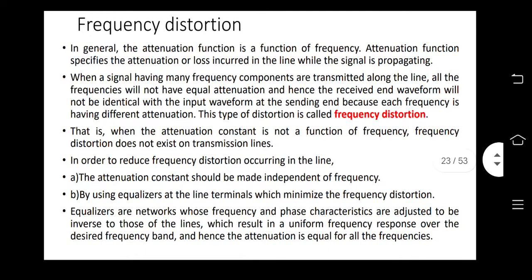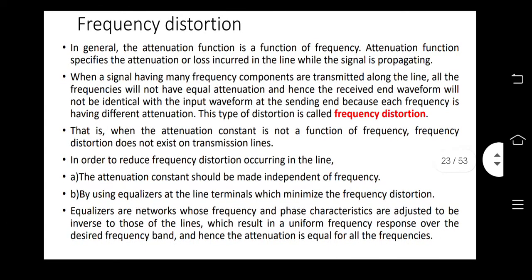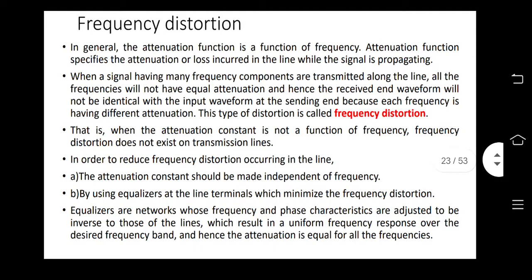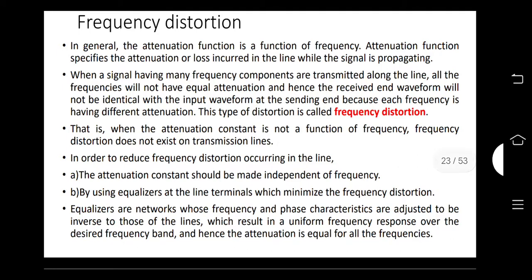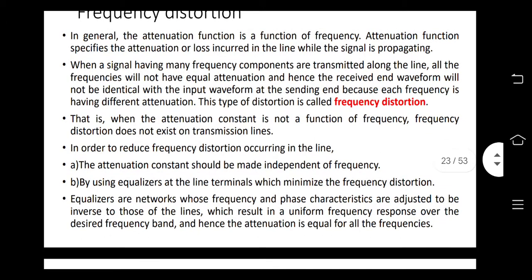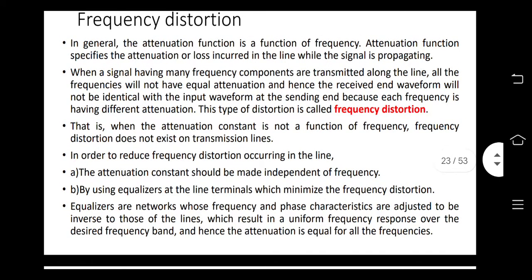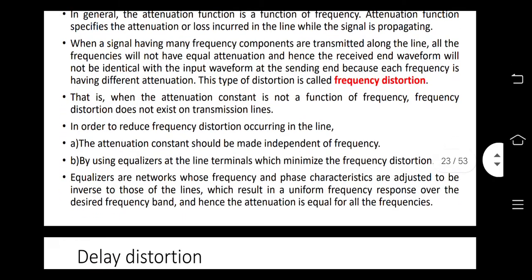In order to reduce the frequency distortion occurring in the line, the attenuation constant should be made independent of frequency by using equalizers at the line terminals, which will minimize the frequency distortion. So, equalizers are networks whose frequency and phase characteristics are adjusted to be inverse to those of the lines, which result in a uniform frequency response over the desired frequency band, and hence the attenuation is equal for all the frequencies.